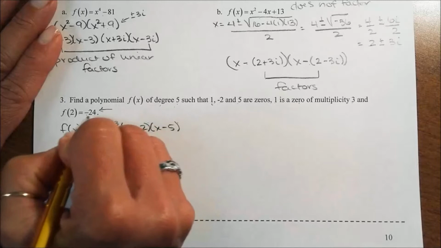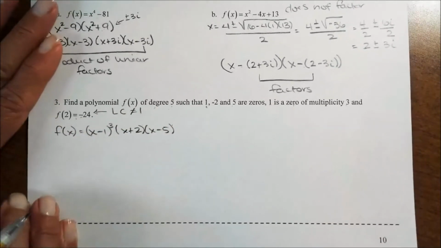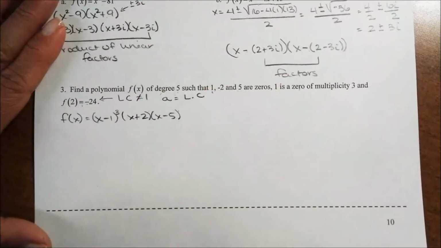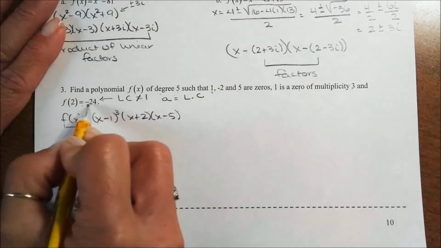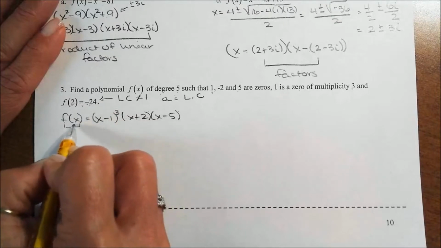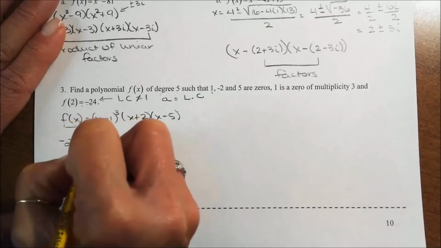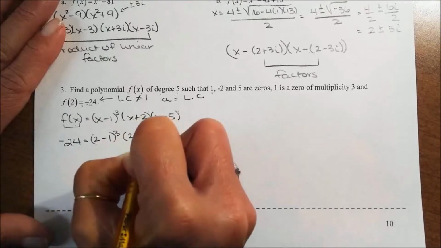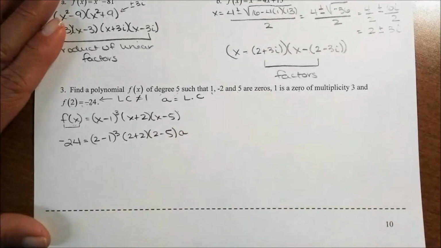Now, the other thing you need to remember is that this tells us that our leading coefficient is not equal to 1. So this is where we said, okay, I want to let a be equal to my leading coefficient. So we're going to evaluate our function when x is 2 and y is negative 24. So remember, f of x was another way of writing y equals. So you have negative 24 is equal to 2 minus 1 cubed times 2 plus 2 times 2 minus 5, and I need to put that a in there to represent the leading coefficient.